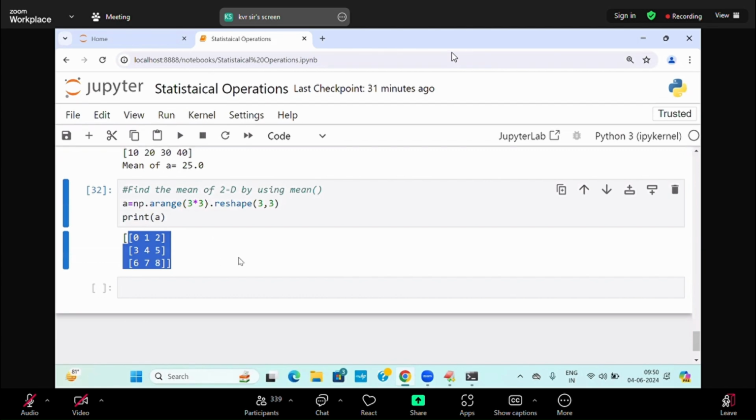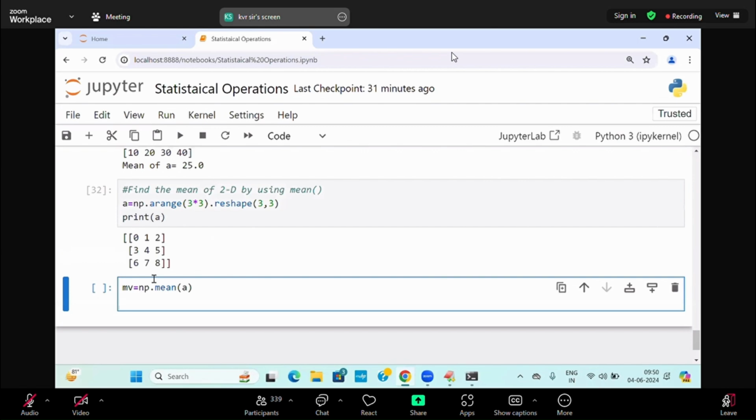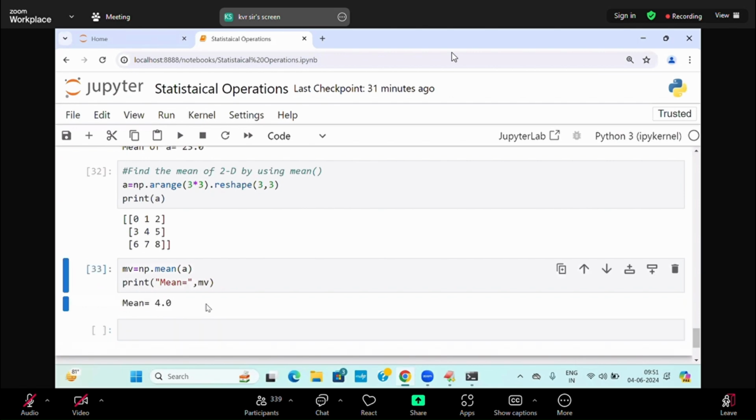Finding the mean is nothing but finding the average of all these numbers. In the beginning at core Python level we did this, finding the natural number sum. How do you find out? Come on. MV is equal to np.mean of A, and print mean is equal to, now I'm writing MV. So print this data, MV mean is equal to 4.0. Are you able to follow?